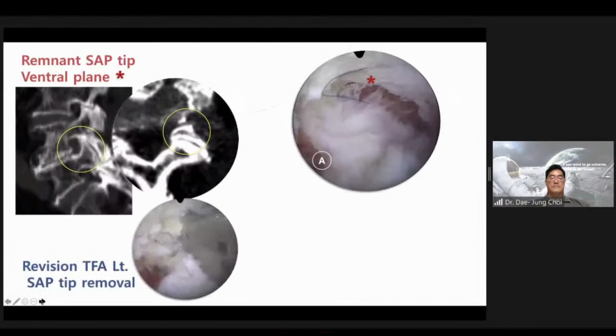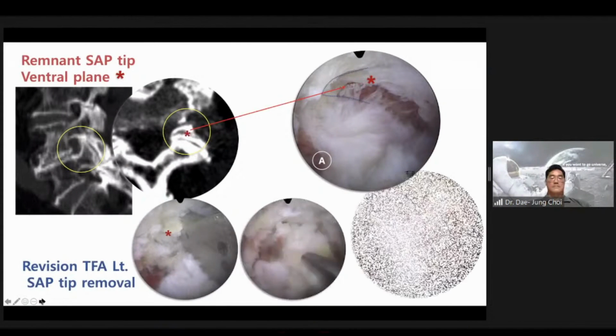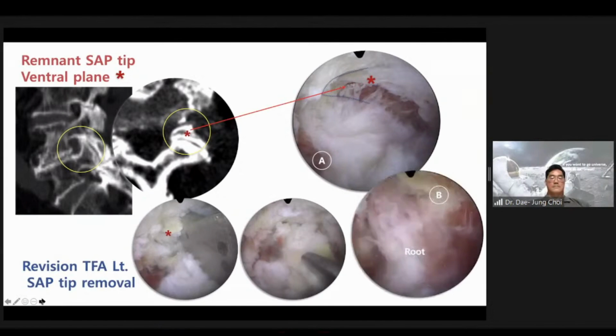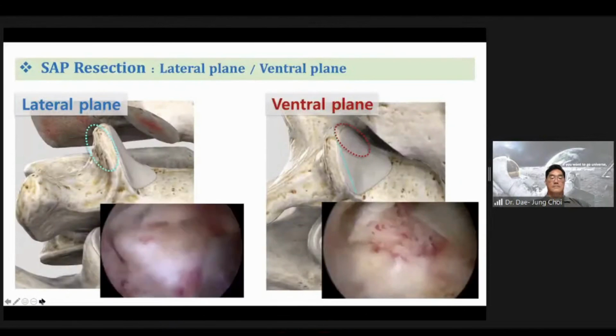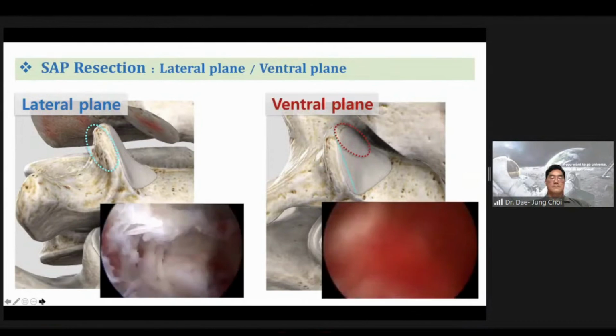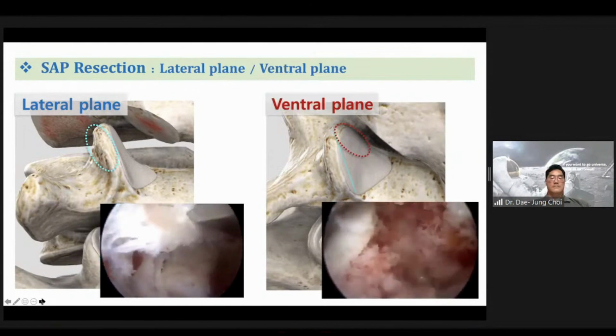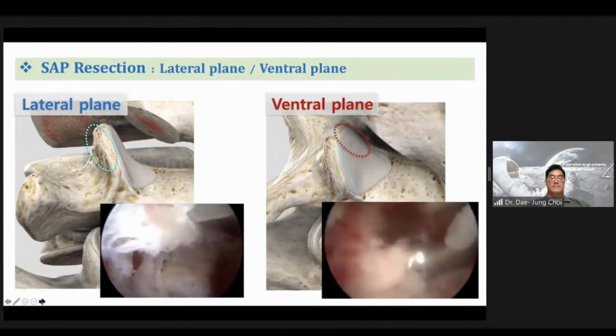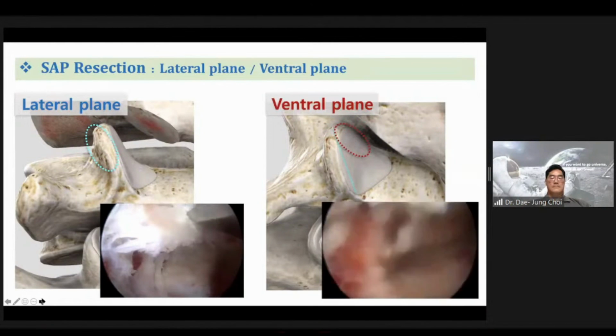In a revision surgery, the ventral plane is resected and we can find an exiting root compressed under the remnant ventral plane of the SAP. Please remember that the SAP has two planes. The lateral plane, which is located at the lateral side of the foramen, is just a supporting structure. After resecting the lateral plane, we can find the ventral plane located at the deeper side of the foramen. The ventral plane is the real pathology compressing an exiting root.